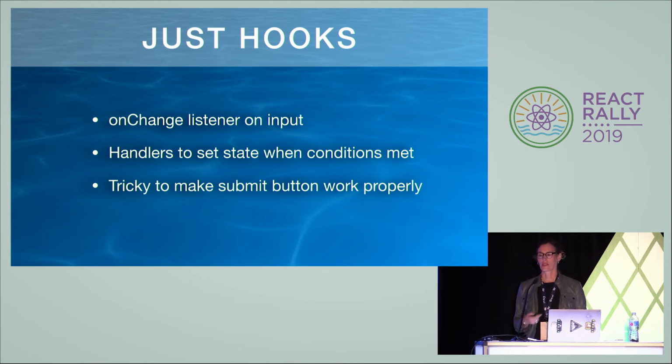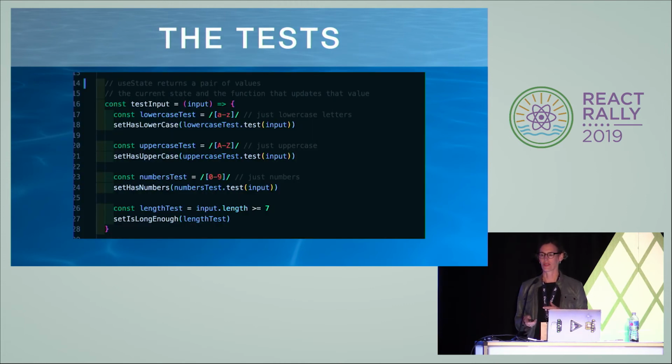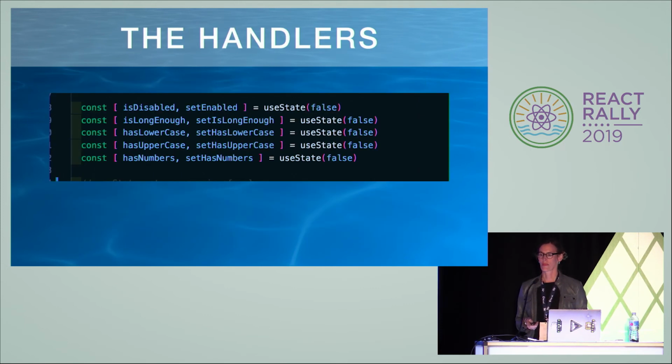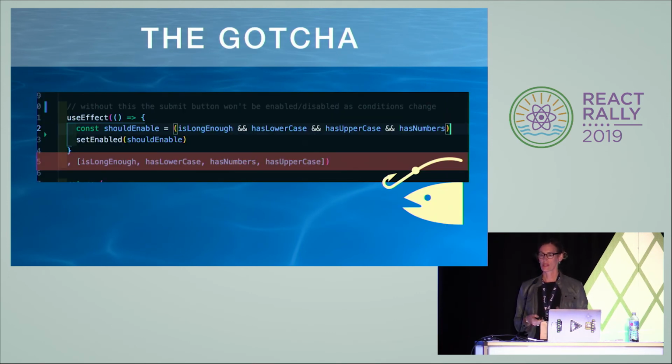You're using handlers to set state when all those conditions are met. The one part I found really tricky was getting the submit button to work properly, because if you backed out and went forward and backward a little bit on the password, the submit button would sometimes get stuck. That was a fun learning. So here are my tests, just really simple regexes, and these are my handlers, just a lot of setting state. This was the gotcha: I was trying to do this with setState, and it turned out that I needed the useEffect hook, because useEffect will kick off a new render every time something changes. So that was cool.